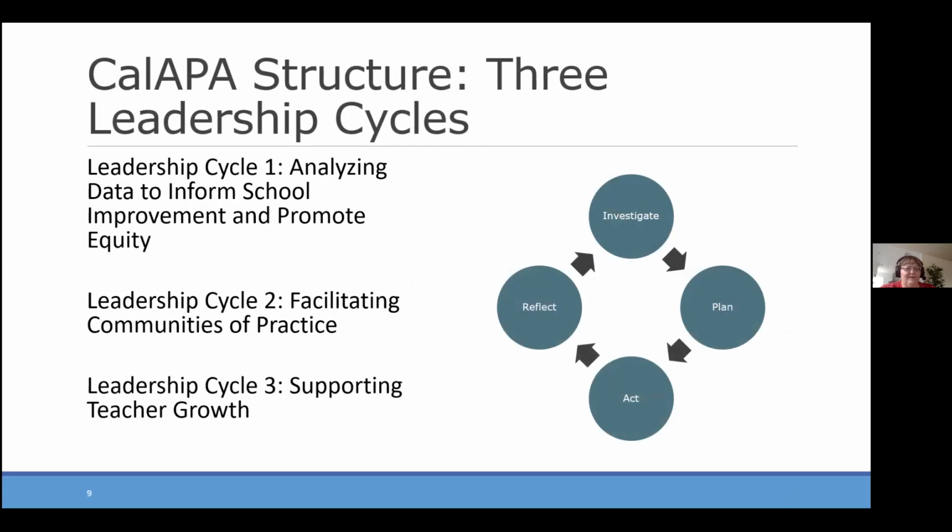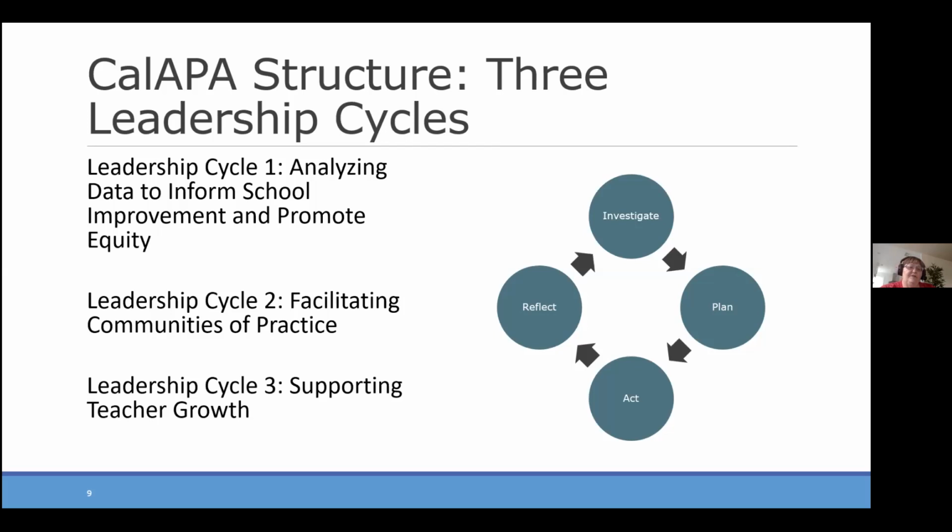There are 3 cycles, 3 leadership cycles involved in the CalAPA. The first one deals with analyzing data, and our goal is always school improvement and promoting equity. We take very seriously, as you will look at our preamble in a minute, training equitable leaders, and that is woven throughout all 3 of our cycles. Leadership Cycle 2 is about facilitating a community of practice. 3 to 5 colleagues join a candidate to work on a school improvement or a student well-being project.